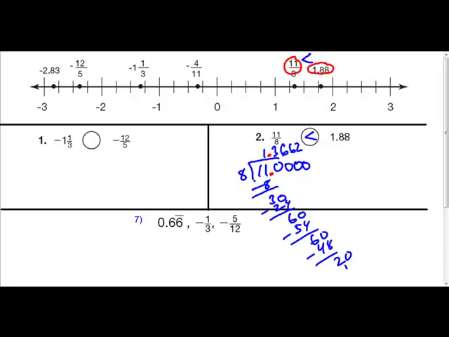2 times 8 is 16. And 20 minus 16 is 4. Bring down another 0. And 8 goes into 40 5 times. So we have 1 and 0.36625 paired with 1 and 88/100.